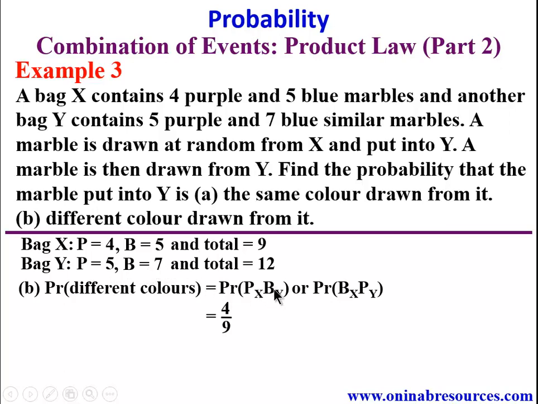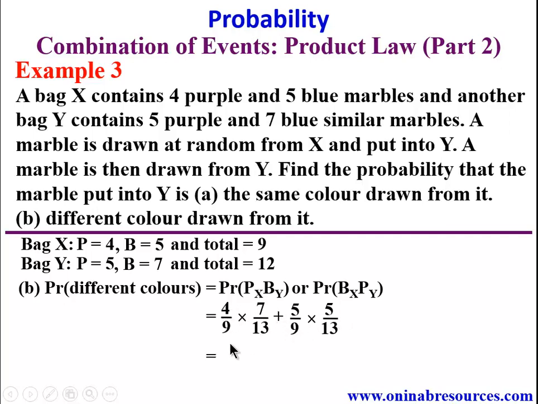Therefore, the probability of picking blue from Y now will be times 7 over 13, since this is 6 plus 7 giving us 13, and that's that one, plus the probability of picking blue from X and dropping it in Y, which is 5 over 9, times the probability of picking purple from Y. Remember, blue is picked from X and dropped in Y, thereby making the number of blue 8, but the purple is still 5. So that will give us 5 over 13.